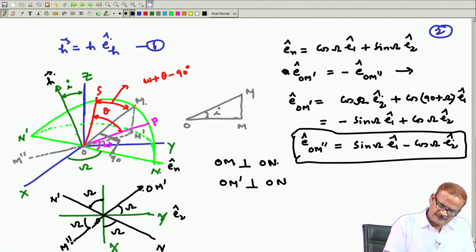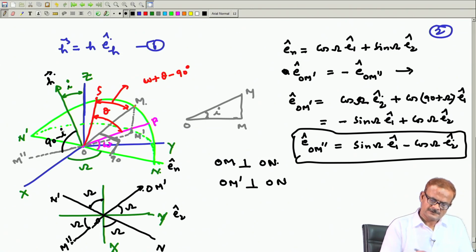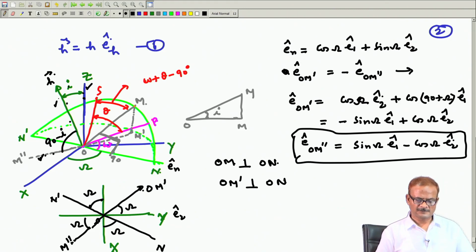This angle is I, therefore, this angle is 90 minus I. Okay, this is each vector here. So, each vector we can break along this direction, also we can break along this direction. It can be broken along this direction and this direction, or either we can take unit vector component along this direction to get unit vector along the h direction. So, this is the process of working.